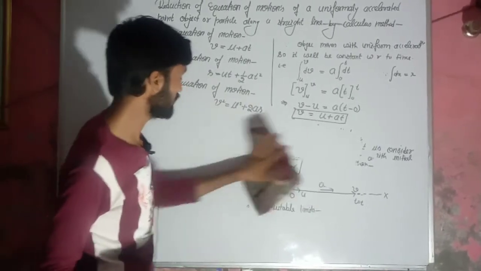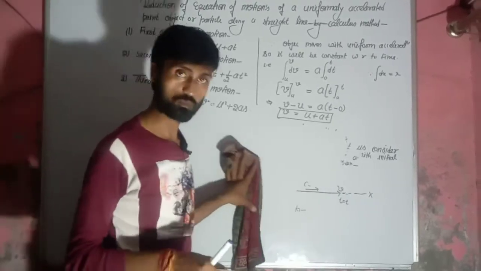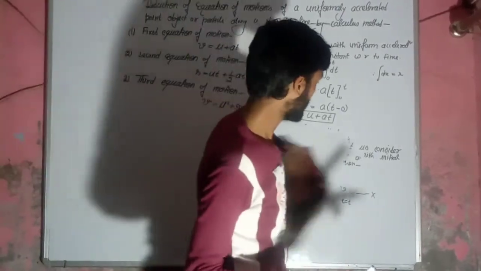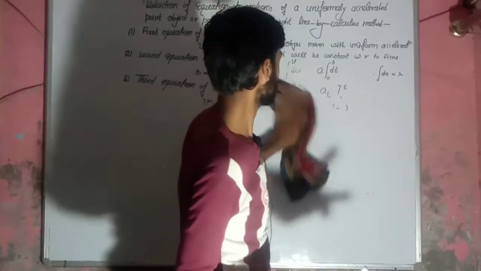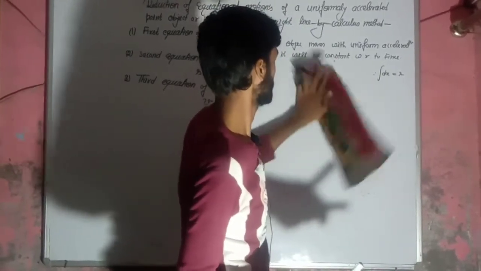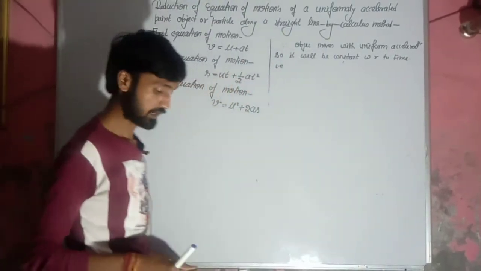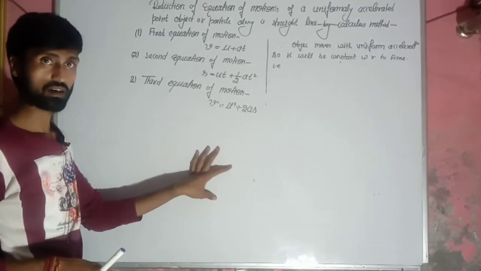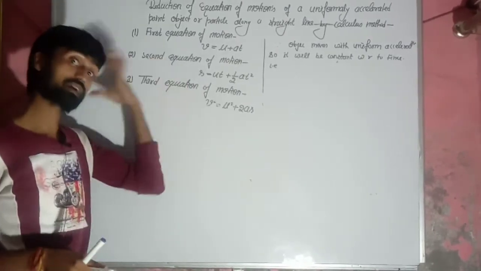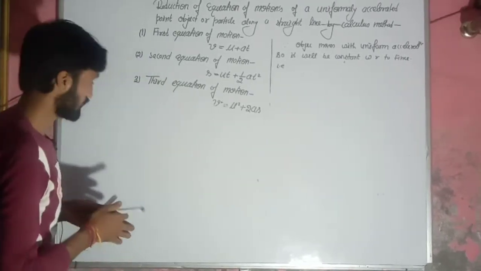Write down the heading: deduction of the second equation of motion by calculus method. Consider the same setup here as we considered in the graphical method and the first equation of motion. So come back.